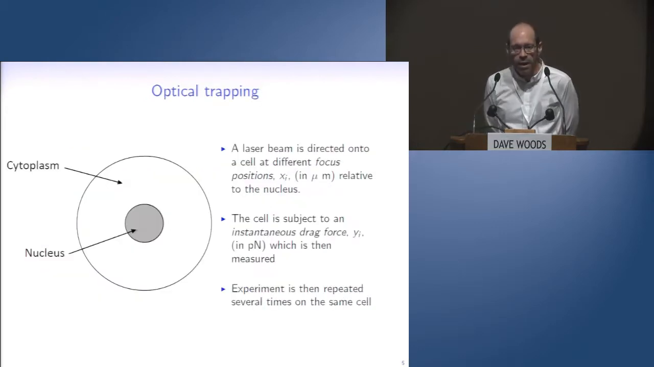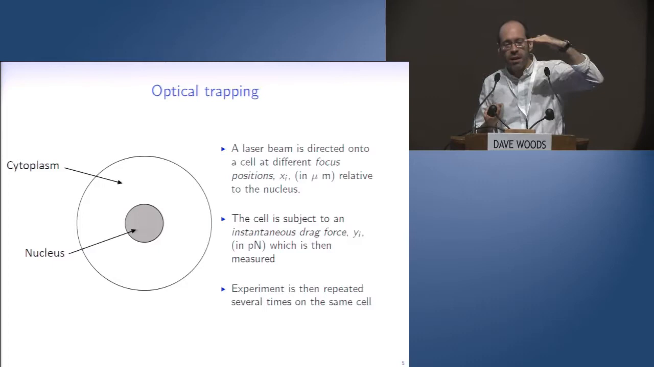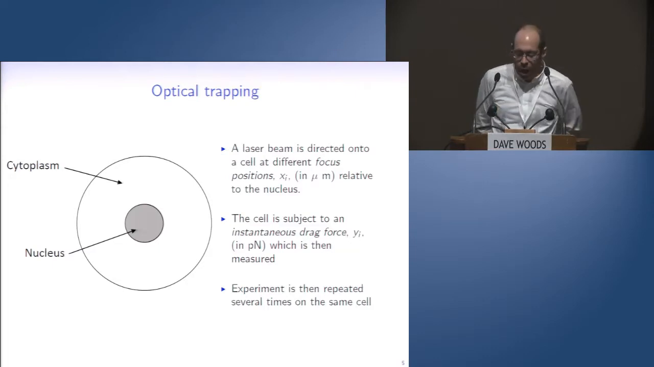The way a laser tweezer or optical trapping experiment works is that if we have our toy cell here, a laser beam is fired into the cell at some distance from the center of the cell, and this beam exerts a force upon the cell and essentially drags the cell towards the beam. In the experiment, we can control the focus position of the laser, and then we can measure the drag force that's exerted upon the cell. For each cell that we have, we can repeat this experiment several times.